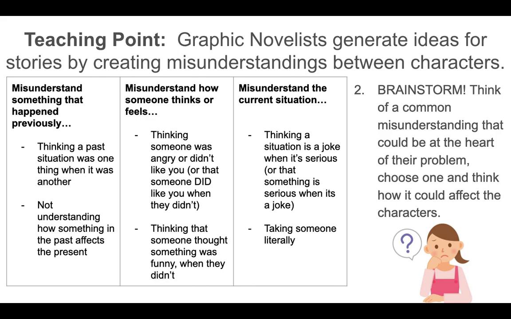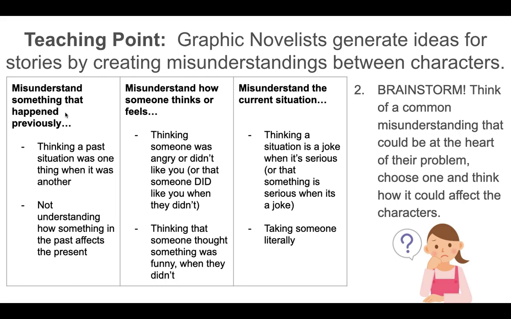And then you just choose one and think about how it could affect the characters. When I was thinking about this, there are a lot of different kinds of misunderstandings that you could come up with. It might be a misunderstanding about something that happened previously, prior to the start of your story, something that happened in the past. It could be a misunderstanding about how someone thinks or how someone feels. Or it could be a misunderstanding about a current situation that the characters are in.